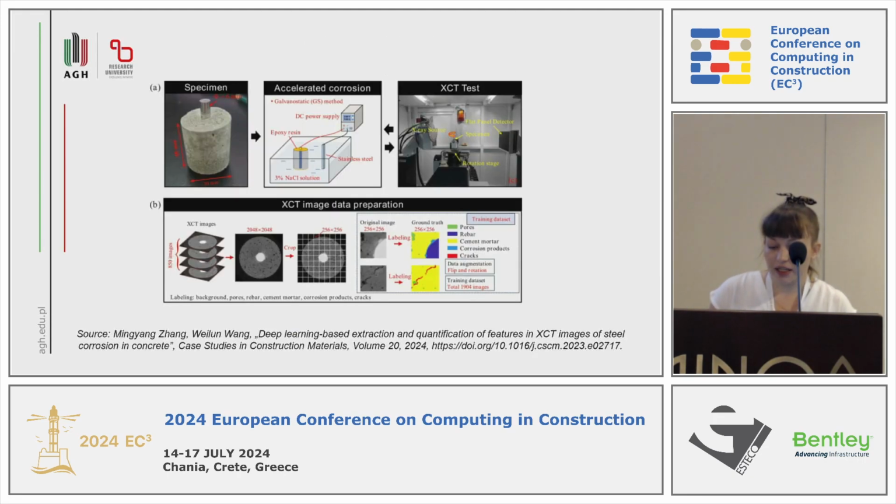Going to the Chinese experiment, our colleagues based this experiment on making a concrete sample with a rebar inside. It was subjected to an accelerated corrosion and XCT test. For details of this approach, I refer you to the publication, and the dataset that has been made available to us consists of images with masks containing 6 classes of damages.